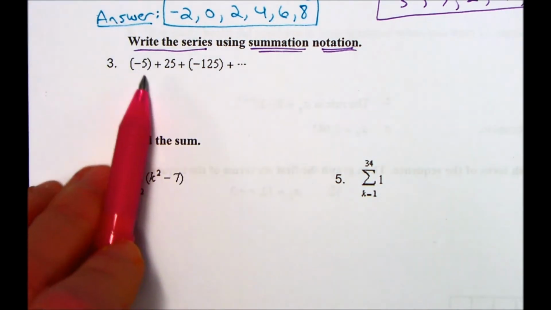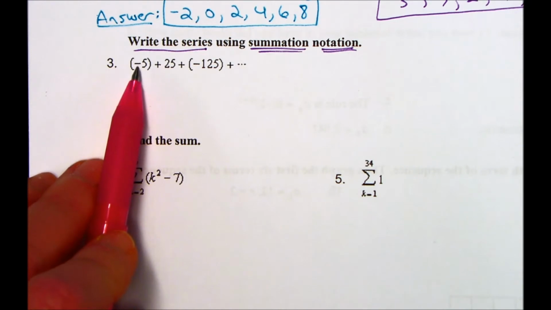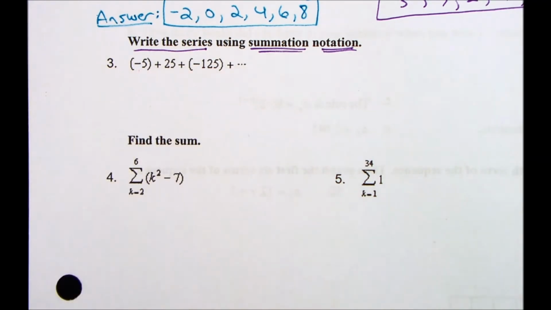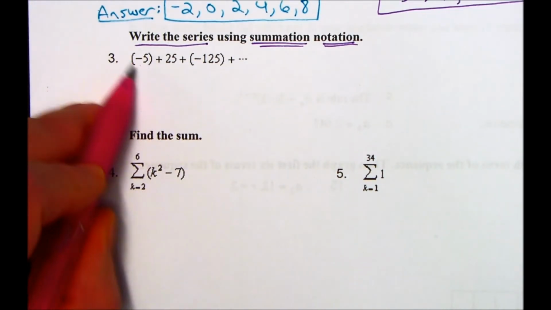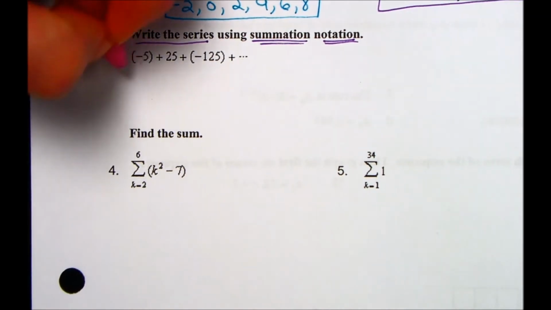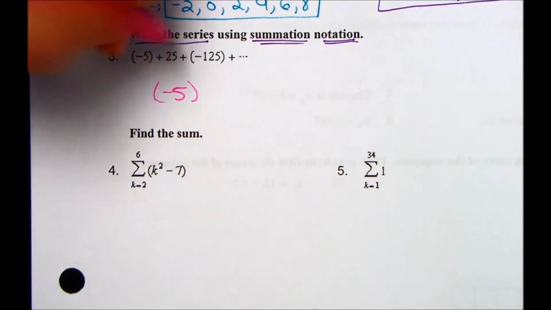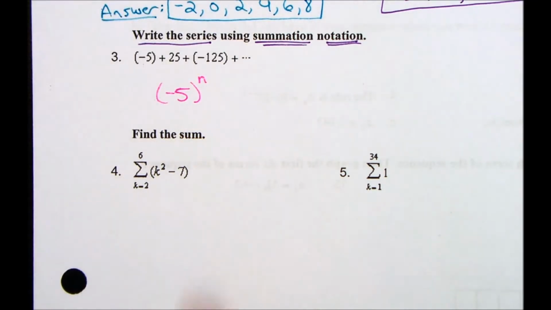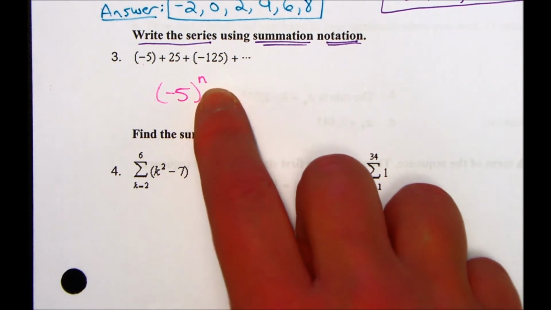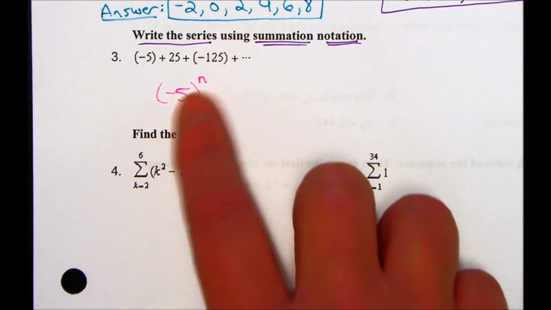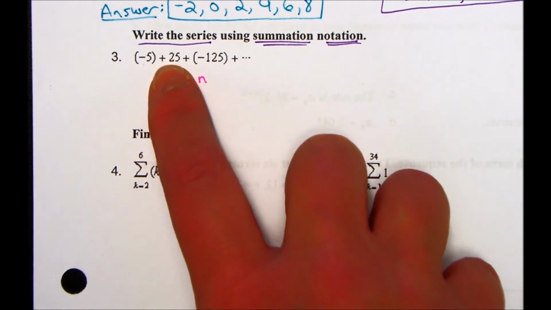But the way that we're going to get the numbers to alternate between negative and positive is if we have that negative inside the parentheses. So the rule is going to be negative 5 to the n power, or the i power, whatever variable you want to use. So negative 5 to the first power will be negative 5. Negative 5 to the second power would be positive 25.